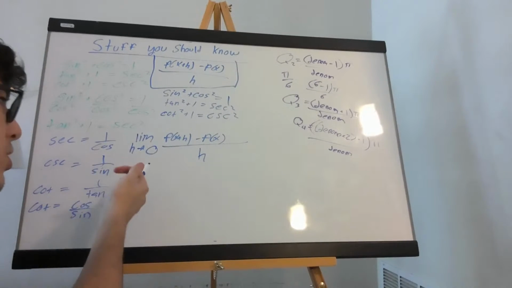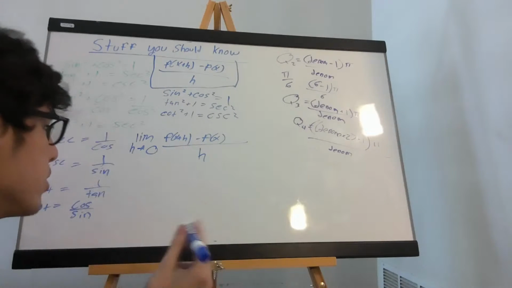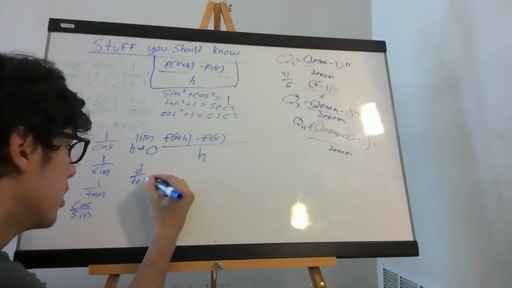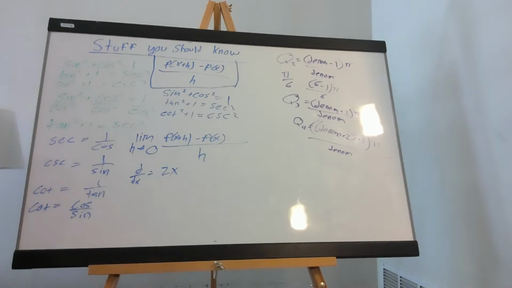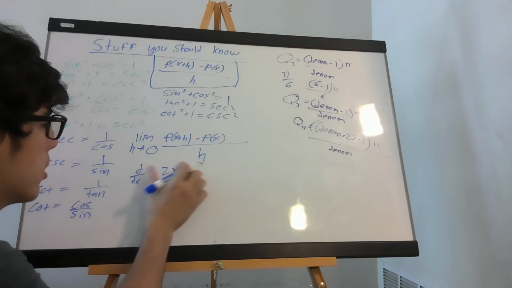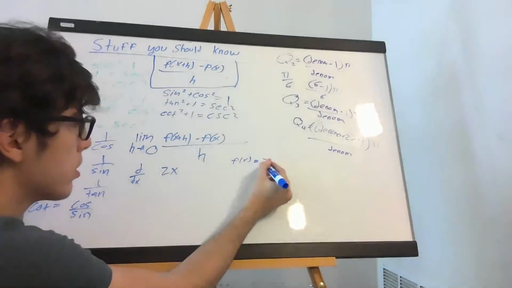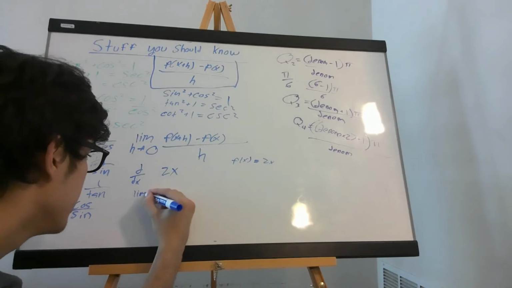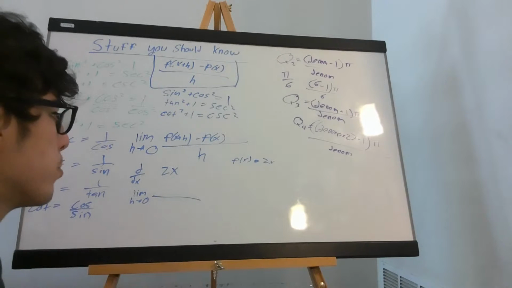So limit as h approaches 0 for the difference quotient. So let's say I asked you to find the derivative of, I don't know, let's just say 2x, a very simple linear polynomial. So d dx of 2x, f of x equals 2x. So the way we do this formula is like this. We do limit h approaches 0. We've got f of x plus h.